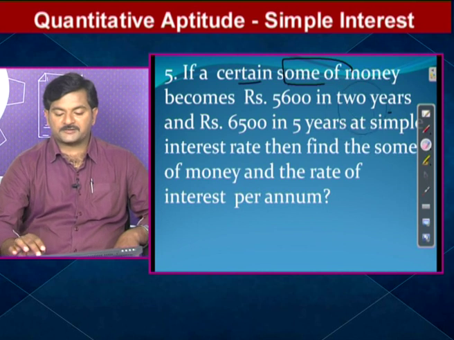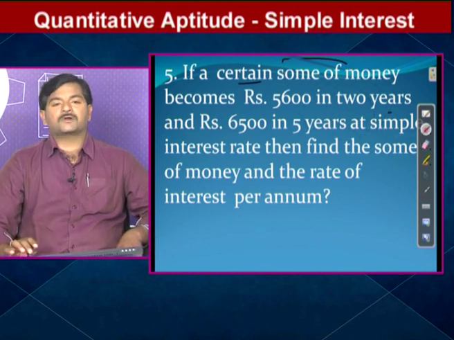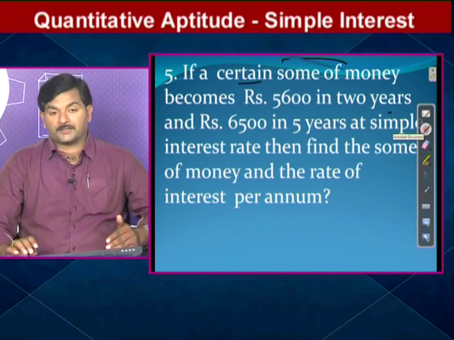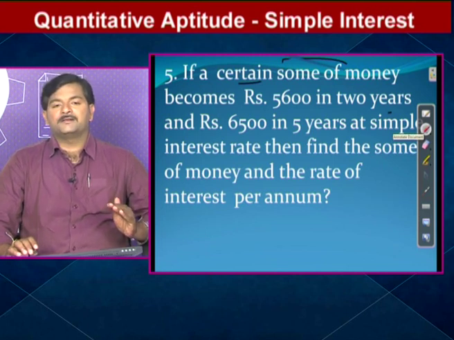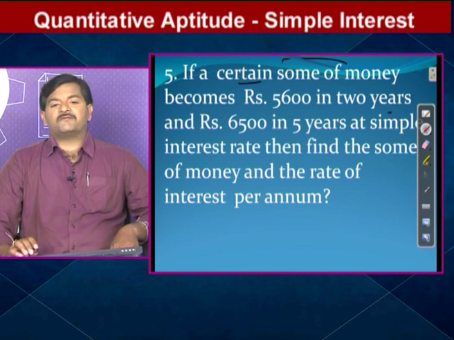Simply we'll erase this previous part so that you won't have any confusion, right? So now focus on this. If a certain sum of money becomes 5600 in 2 years and 6500 in 5 years at simple interest rate, then find the sum of the money and the rate of interest per annum.